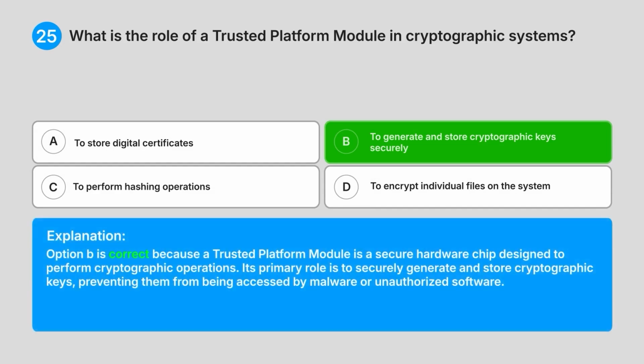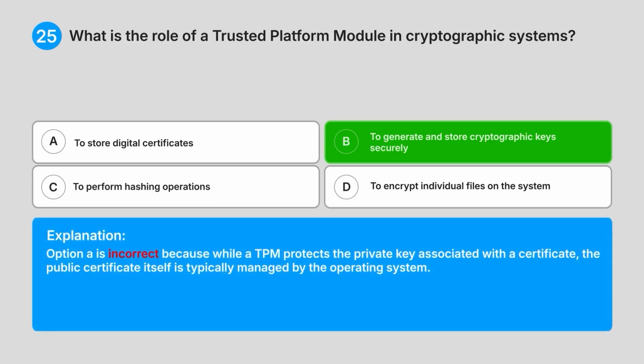Explanation: option B is correct because a trusted platform module is a secure hardware chip designed to perform cryptographic operations. Its primary role is to securely generate and store cryptographic keys, preventing them from being accessed by malware or unauthorized software.